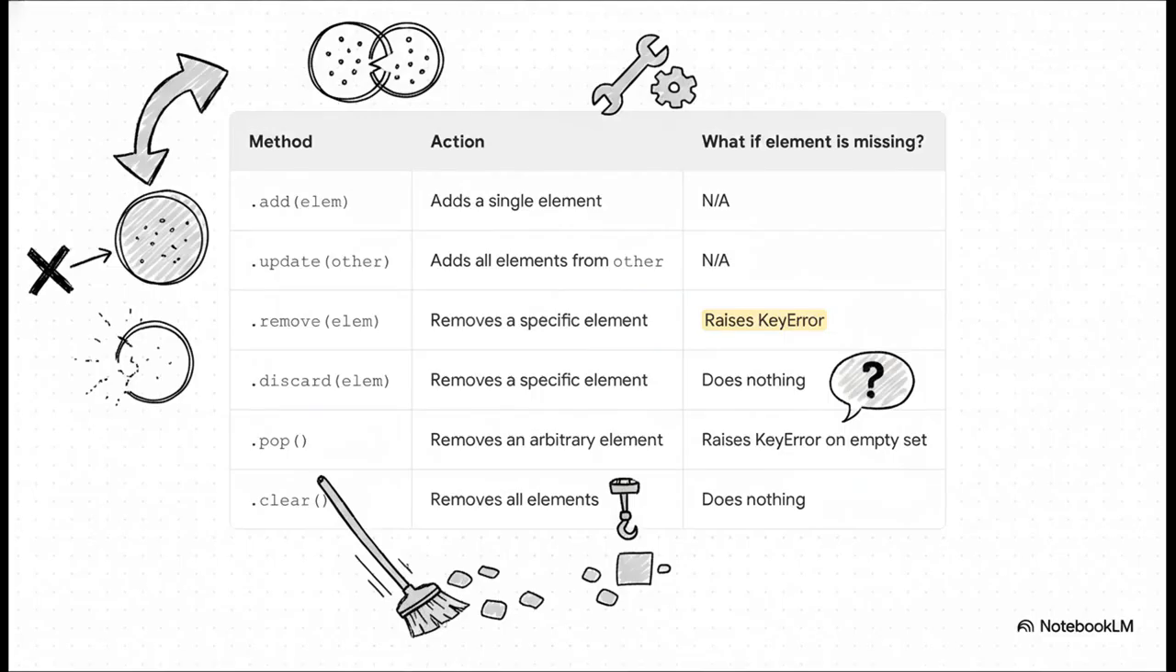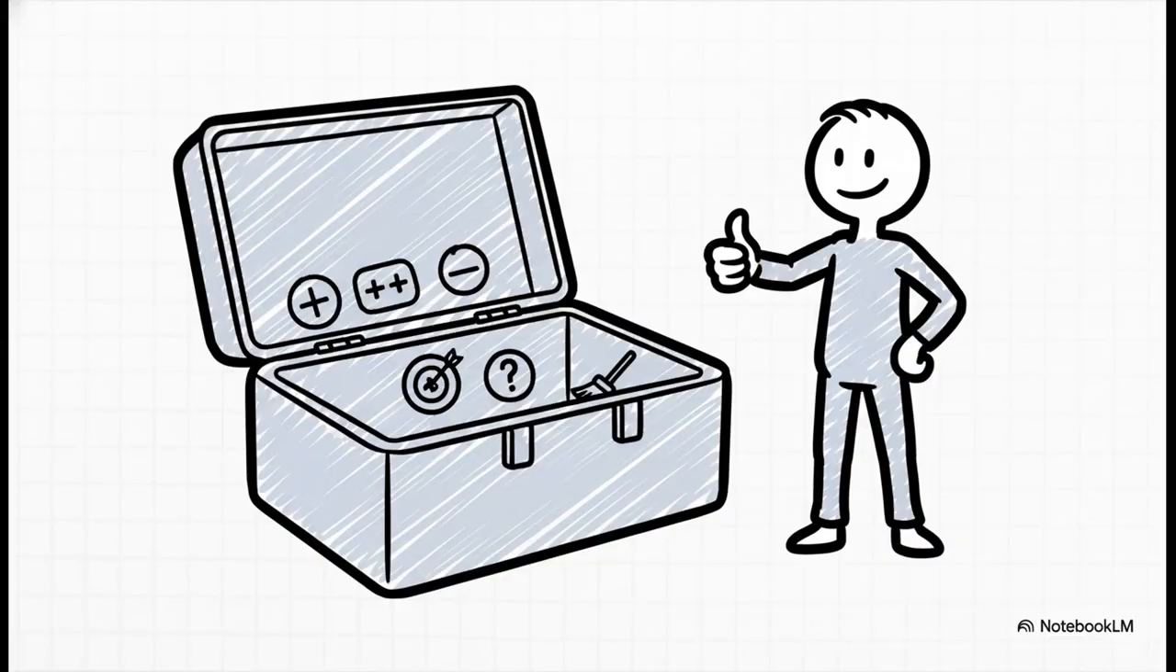So let's put it all together. This table is your cheat sheet. For adding, you've got .add for one item, .update for many. For removing, the big story is .remove blows up if the element is missing, while .discard just chills. And for the special cases, .pop grabs a random one, and .clear nukes everything. Got it? And that's it. That is your complete toolkit for adding and removing elements from Python sets. You don't just know what these methods do now, you know the why. You know when to use each one. You're totally ready to handle unique collections like a pro.